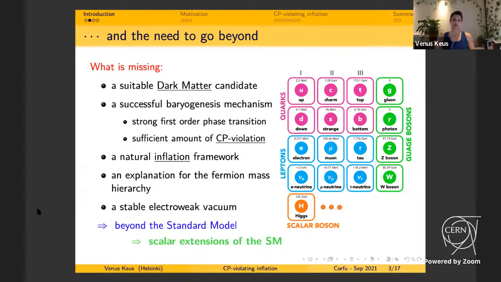This list is not exhaustive. There are other problems with the standard model, but these are the ones that I will be focusing on, mainly the inflation and the CP violation one. And clearly, to address these shortcomings, one has to go beyond the standard model. And with the scalar sector being the least constrained experimentally, this is the sector that I'll be extending and trying to address these issues.